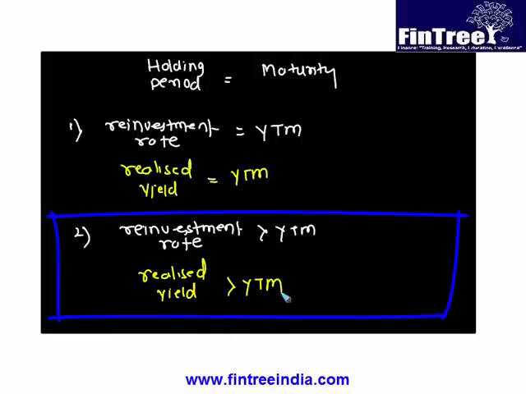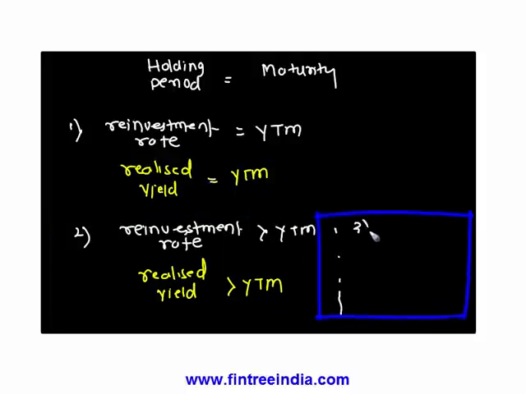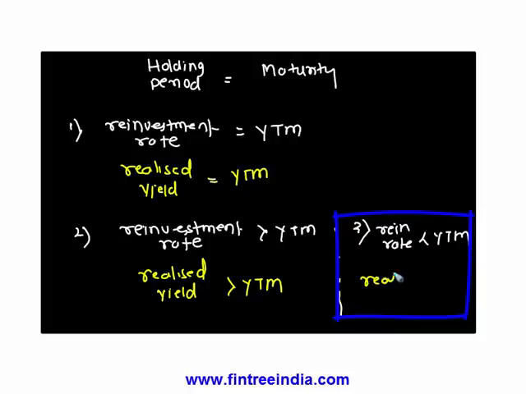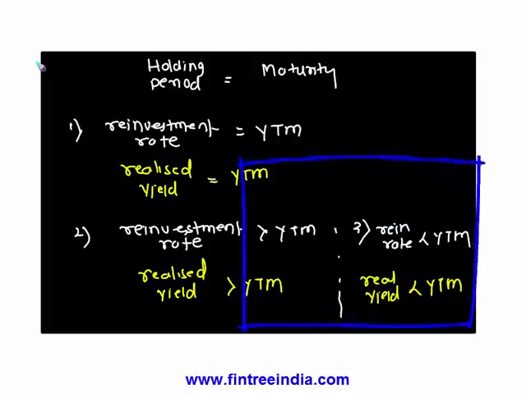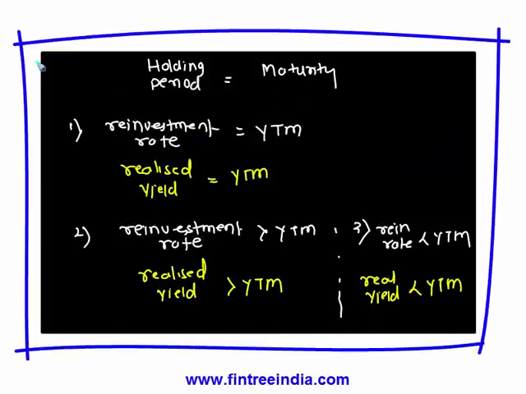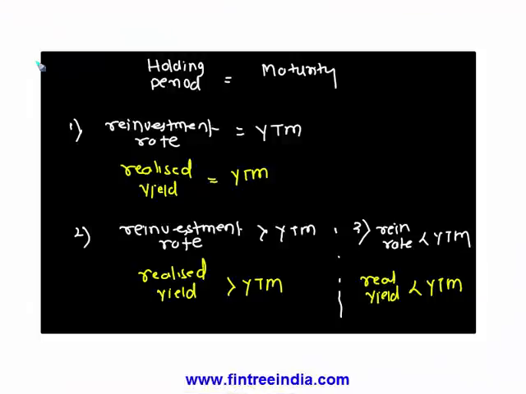Do you agree? And in the third scenario, reinvestment rate is less than YTM and realized yield is going to be less than YTM. Now to completely understand the first learning outcome, which is sources of return from investing into a bond, we will also have to understand the second learning outcome. So we will move on to the LOS-B and then we will go back to LOS-A.